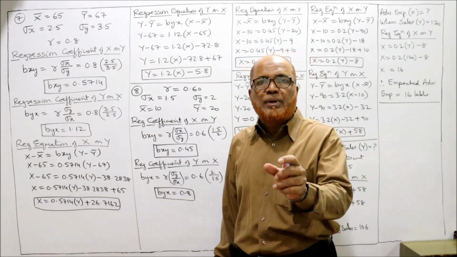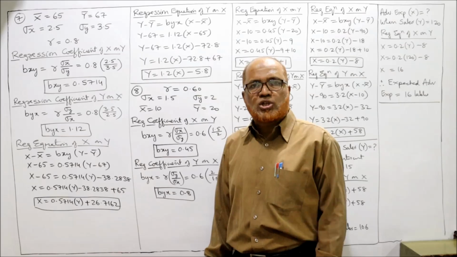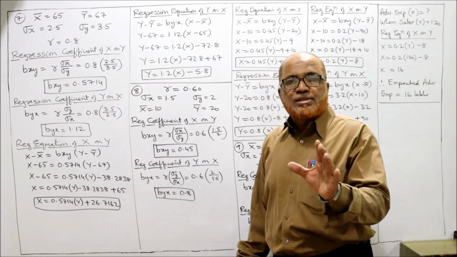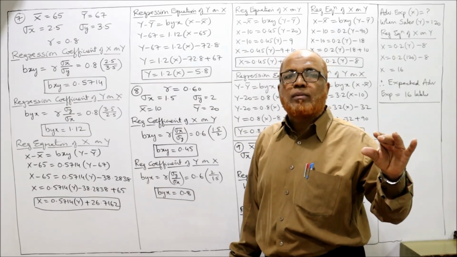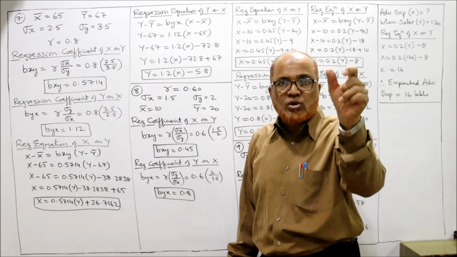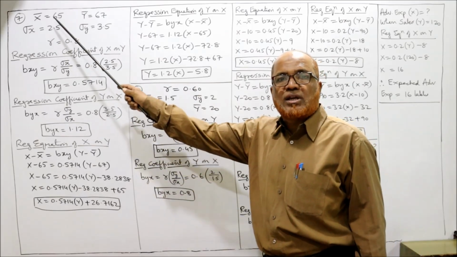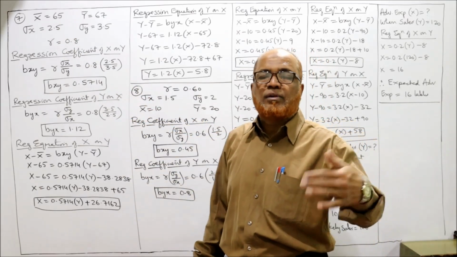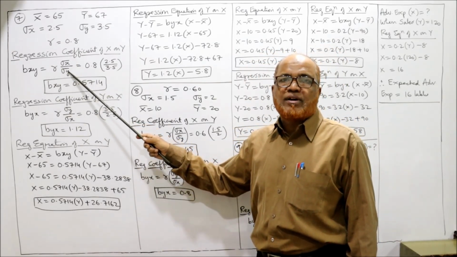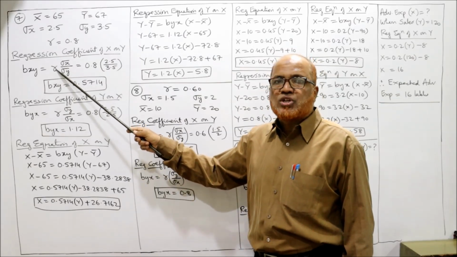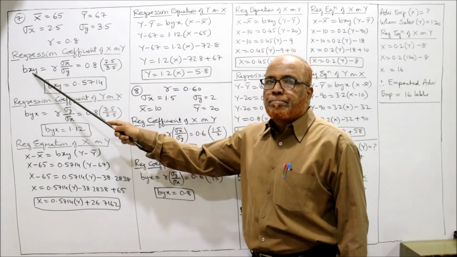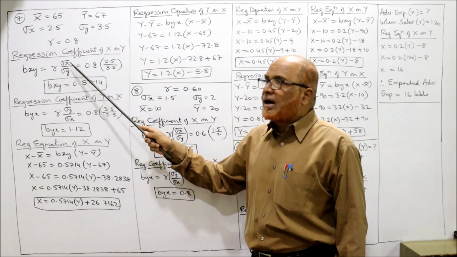So find bxy and byx first, and after that the regression equations. So the regression coefficient of x on y, bxy. Now see here, in previous problems we applied a different formula for bxy, because in those problems standard deviation and mean were not given, individual values were given. But here standard deviation and mean values are given, so the formula will be different. The formula for bxy is r into sigma x by sigma y. R is the correlation coefficient, sigma x is the standard deviation of x, sigma y is the standard deviation of y. Here x comes first, so we take x in the numerator. Sigma x by sigma y.